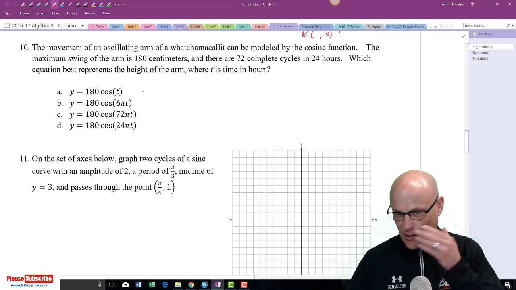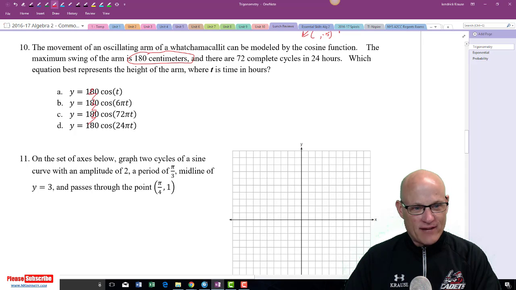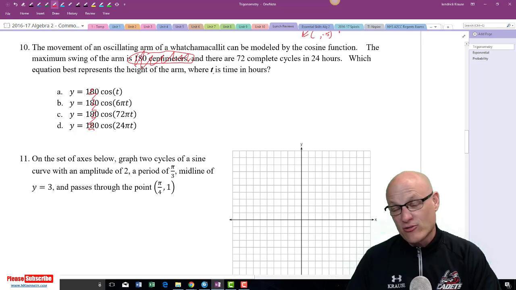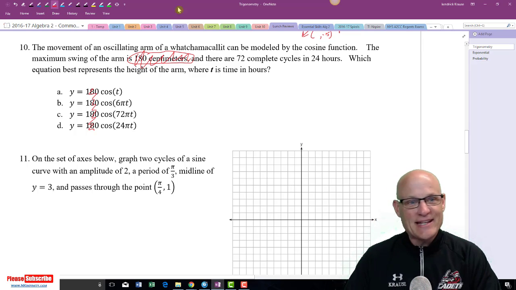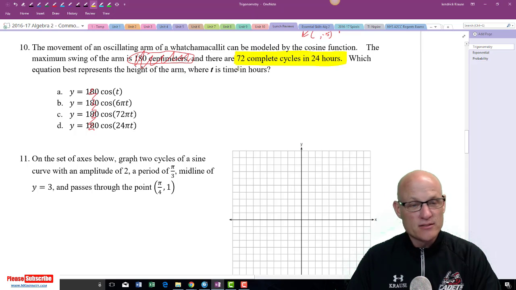All right, so we read this question. We see that we have an arm that oscillates 100 centimeters. But if I look at all the answers, they all have 180 centimeters in. So this is a distraction. I don't need it because it has nothing to do with the problem. So I'm not going to worry about that. It's this piece right here that's just crazy, crazy, crazy difficult. So let's get started on it.